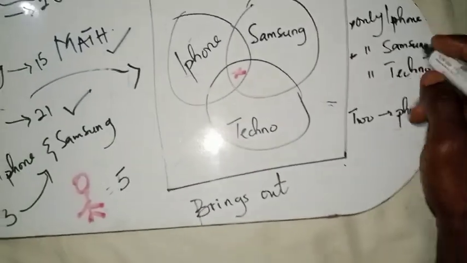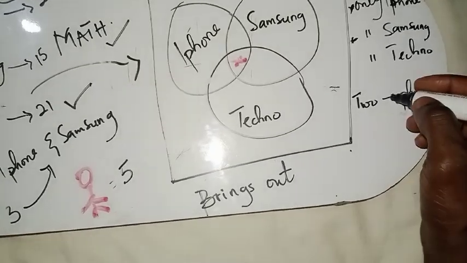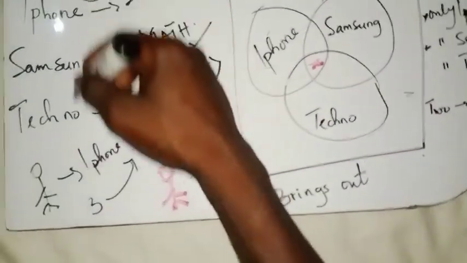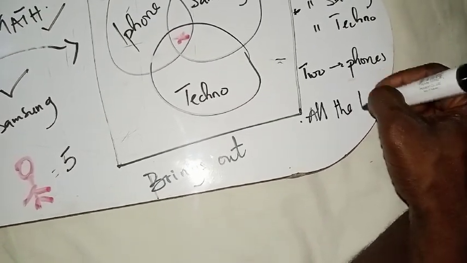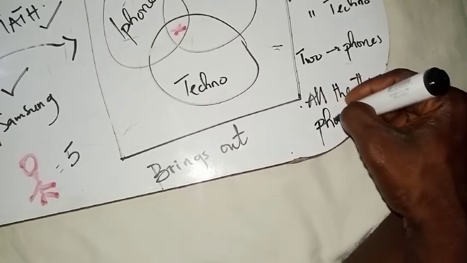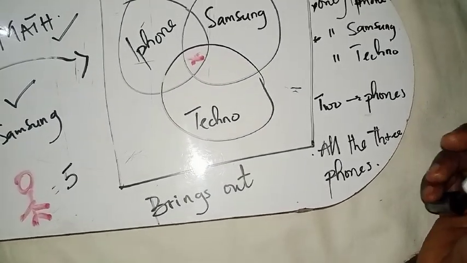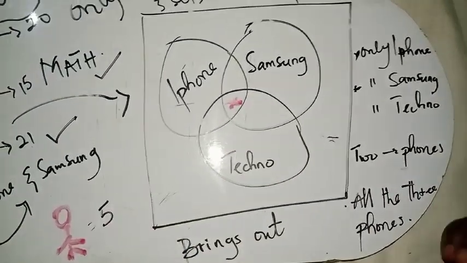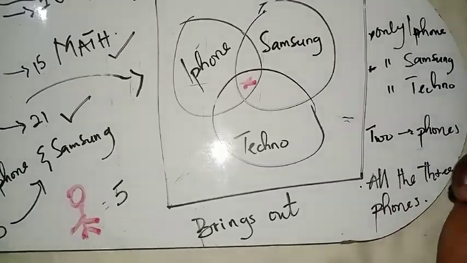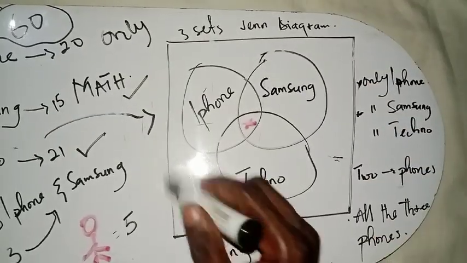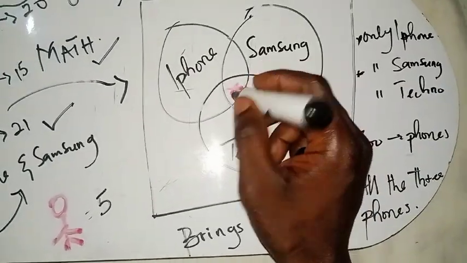Aren't these things beautiful if you're able to visualize the Venn diagram three-set problem in this way? Or maybe there might be a case where someone wants to use all the three phones. That is the case. What will happen if you have some people who don't want to use any phone at all? That is also another case for another issue. So this Venn diagram is very beautiful in solving some of these problems in the market. It's not just about finding the values of x here.